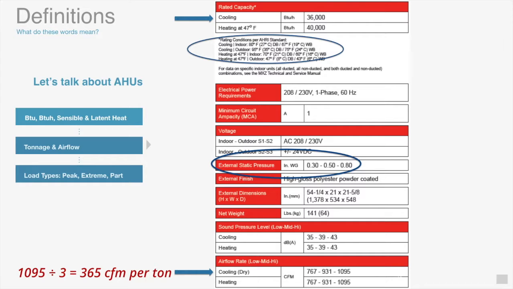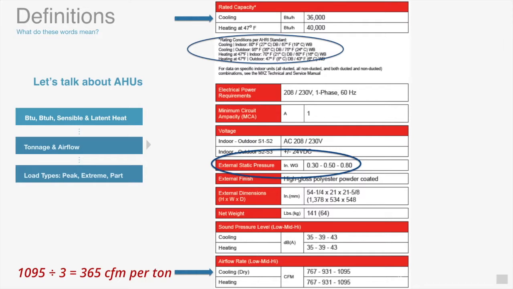And again, the external static pressure. This is one of the units that has 3 different settings: 0.3, 0.5, and 0.8 inches of water column. 0.3 would be a very efficient, well-designed, well-installed air duct system. The 0.5 would be right in the mid-range, typical homes, maybe not a typical home system.